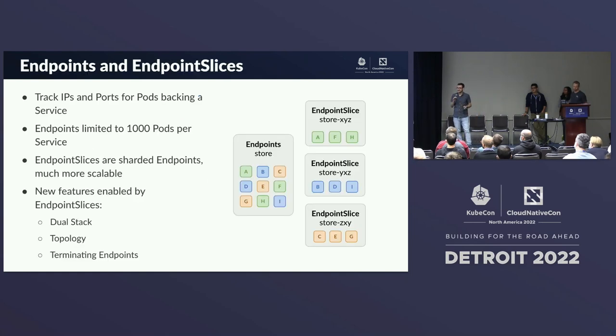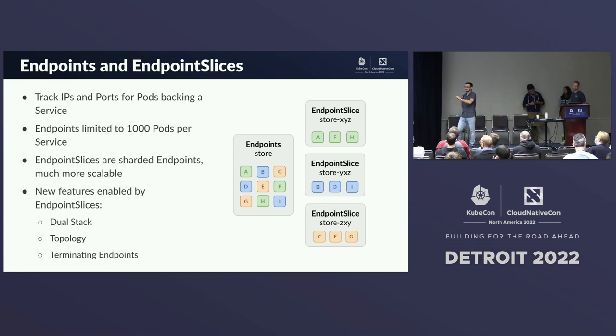Now, endpoints and endpoint slices are really how this works behind the scenes. So remember that service is the thing that selects pods, but we need something behind the scenes to actually track all the IPs and ports associated with those pods and make them make sense. So the endpoints resource is the one that's existed since very, very early on in Kubernetes, and it's just one big Kubernetes resource that tracks all the IPs and ports for the pods in your service.